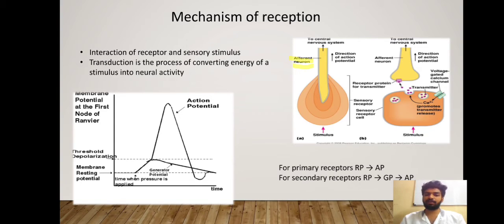There is a big difference between the primary receptors and secondary receptors. In primary receptors, the resting potential is directly converted into an action potential, but in secondary receptors, the resting potential is first converted to the generator potential and then the action potential.